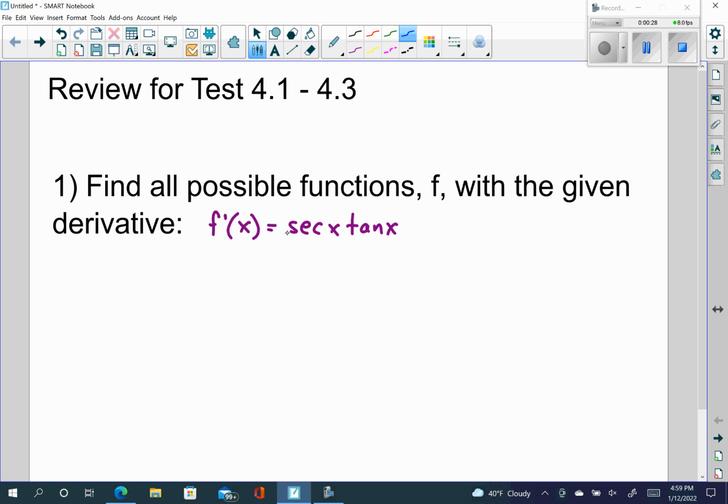Let's see what you're coming up with. The only function that, when we take the derivative, will give us secant x tangent x would be secant x. But just to show all possible functions, we put a plus c for plus any constant, and that's it.